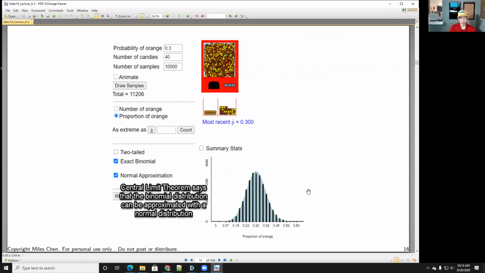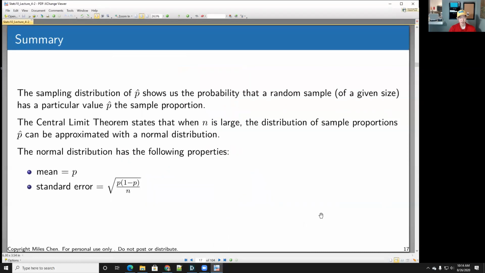Okay, and the central limit theorem says that we can approximate the binomial with the normal distribution. And when you approximate it with the normal distribution, it's going to have these properties: the mean is going to be equal to p, which is the proportion that exists in the population, and the standard deviation, or the standard error of that sampling distribution, will have this value, the square root of p times 1 minus p, divided by n.